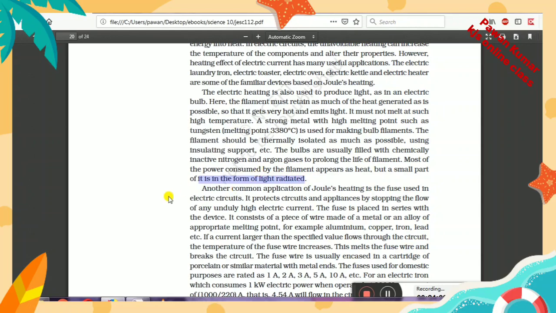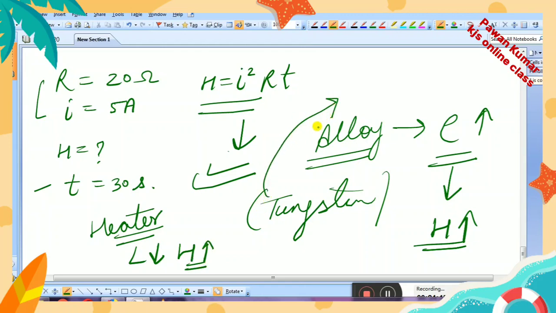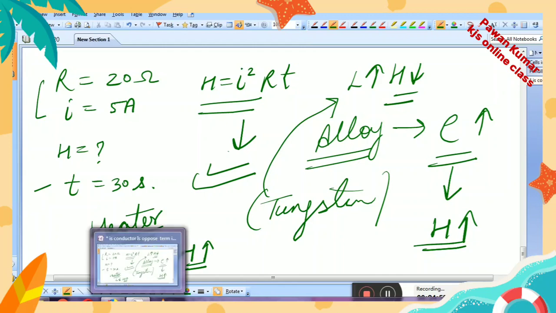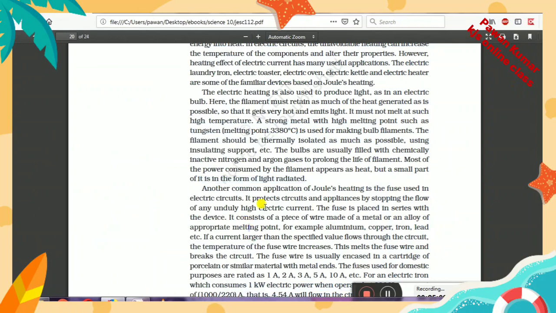Now children, you see there was an alloy in heater that was producing less light and more heat. Okay, and tungsten is the filament in electric bulb. It is producing more light and less heat. So it depends on the type of alloy, which type of alloy you are using. Okay, some alloys produce less heat, some alloys produce more heat. Where we need more heat, we use that type of alloy in that particular device.